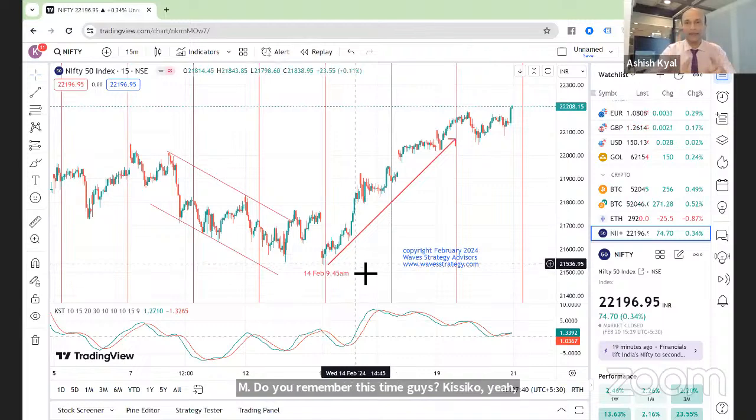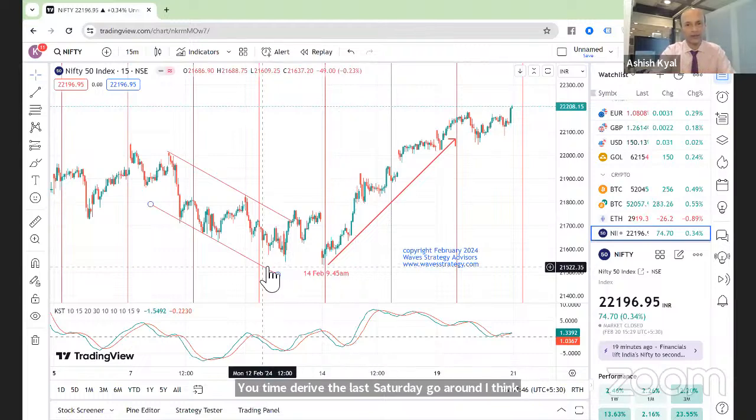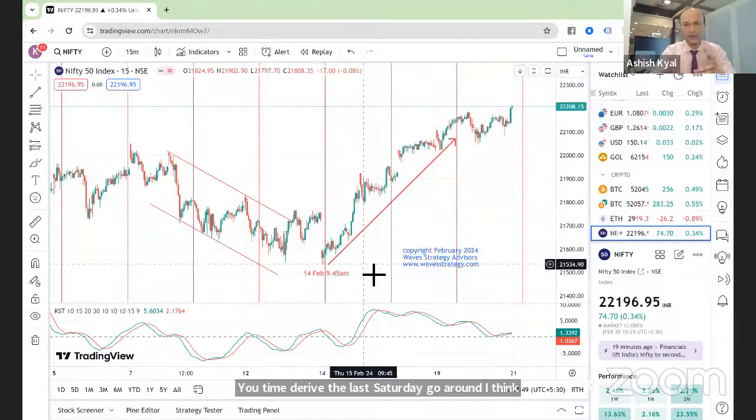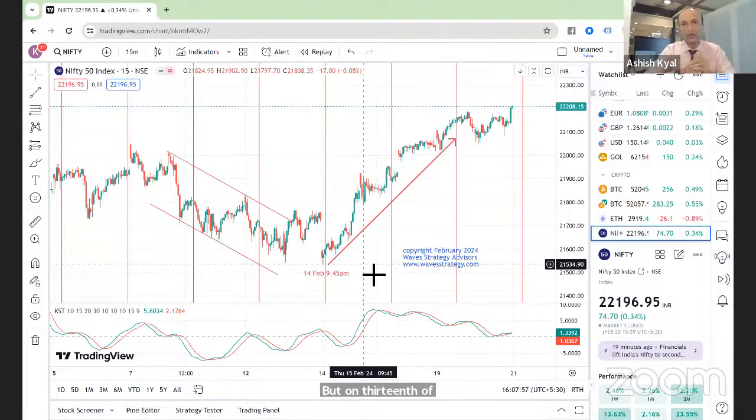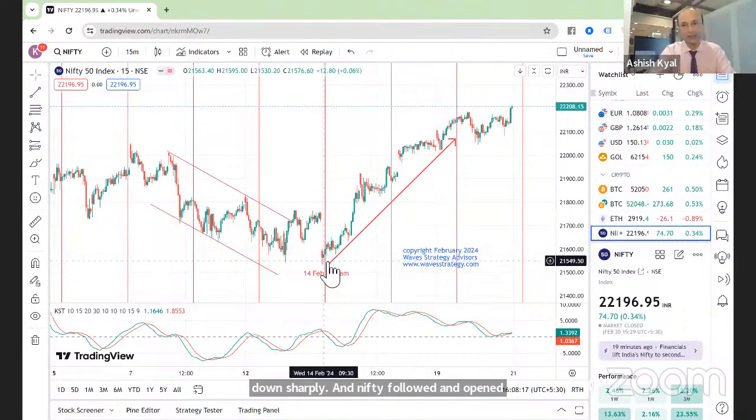को ये time derive किया था last Saturday को around, I think कौन सा date था वो, it was somewhere around, I don't exactly remember. On 13th of Feb we looked at this time, if I remember, not Saturday, on a Tuesday, last Tuesday, and we talked about how 9:45 a.m. is going to be crucial. Now ये जब बात की थी तभी दोपहर के 4 बजे थे, जब US market open नहीं हुआ था. अगर GIFT Nifty आप track करते हो तो GIFT Nifty was already down sharply, and Nifty followed and opened sharply lower on the downside at this point of time.